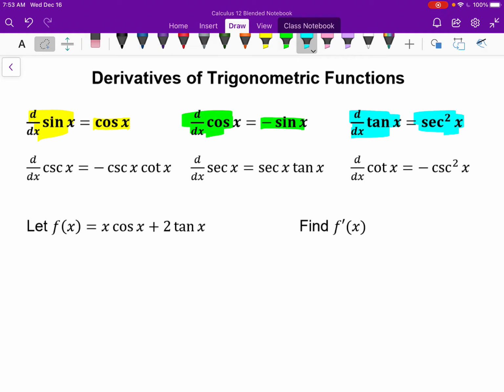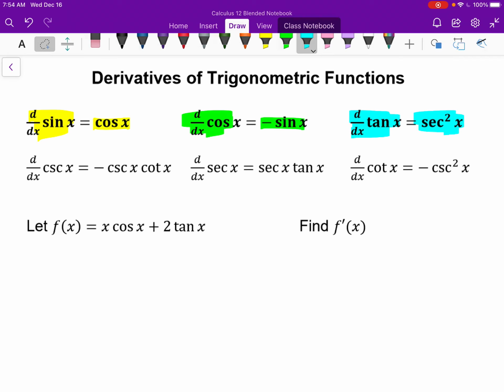Keep in mind, everything you see here is only true if it's in radians. If we're thinking in degrees, these derivatives are not quite as simple. And so everything we're talking about is in radians. Like I said, radians are much more pleasant to work with when working with calculus.